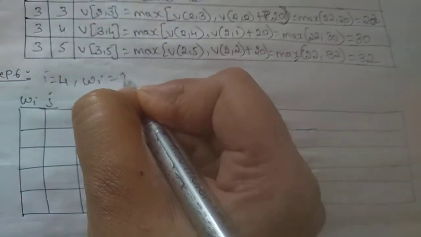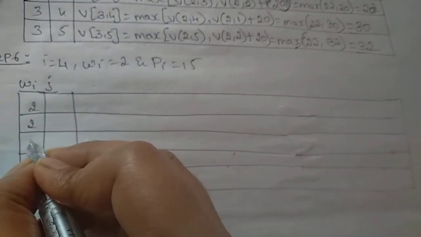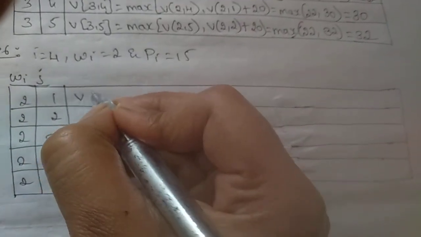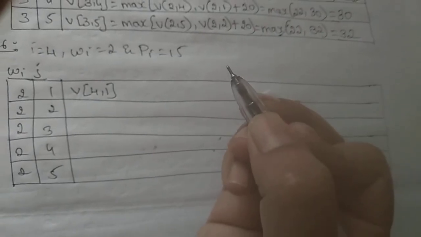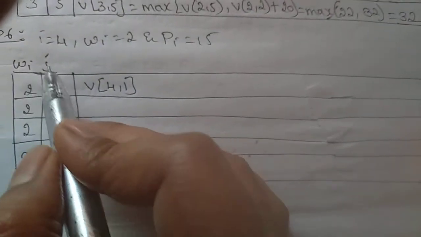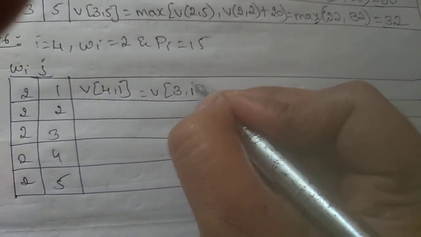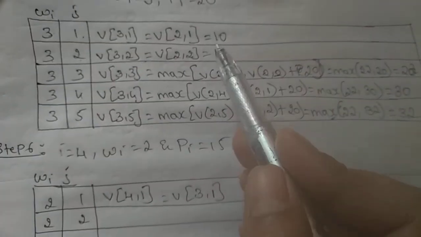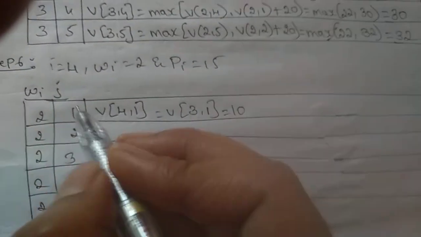What is the value of wi? It is equal to 2 and profit is equal to 15. So wi is equal to 2, j 1, 2, 3, 4, 5. Now v of i, j, that is 4, 1. v of 4, 1. Here wi is greater than j, so i minus 1, j. v of 3, 1. What is v of 3, 1? Here it is 10. So v of 3, 1 is 10.